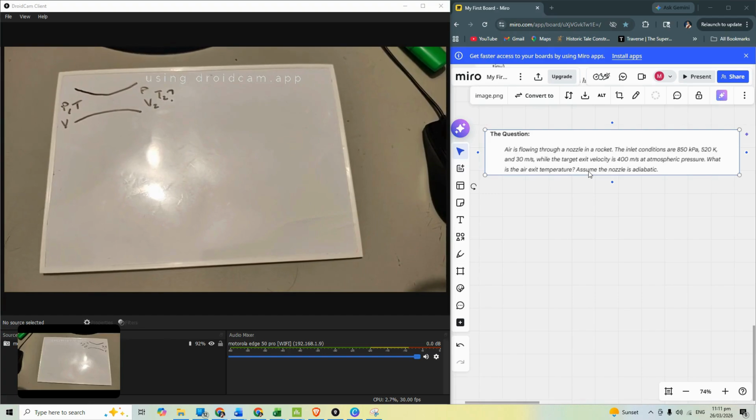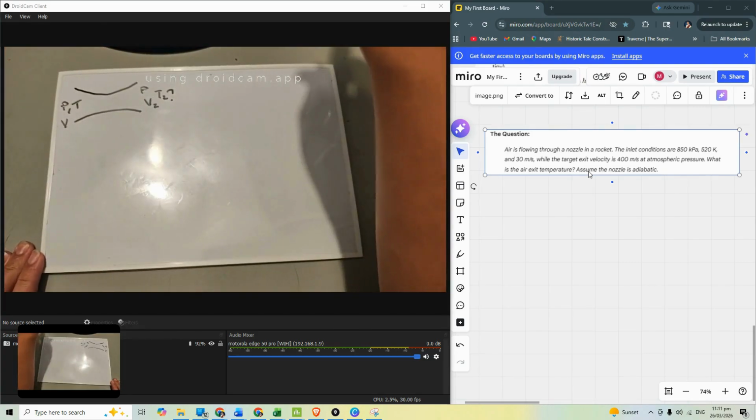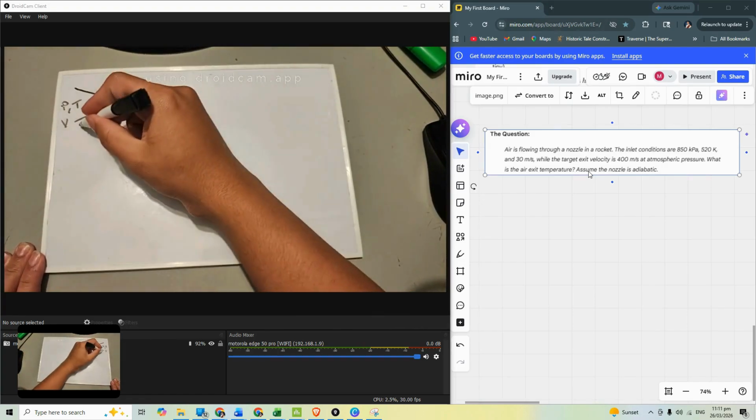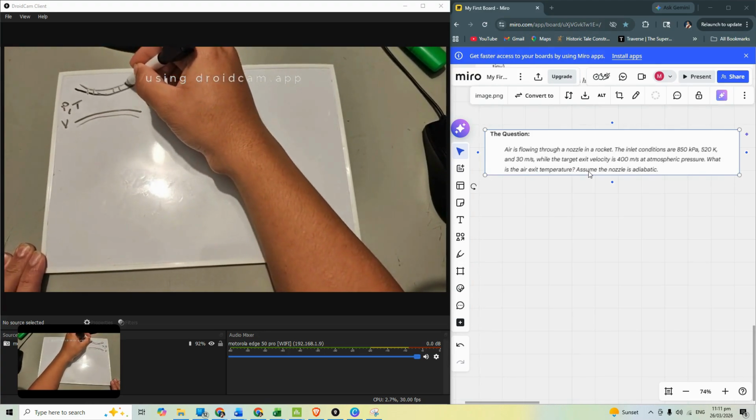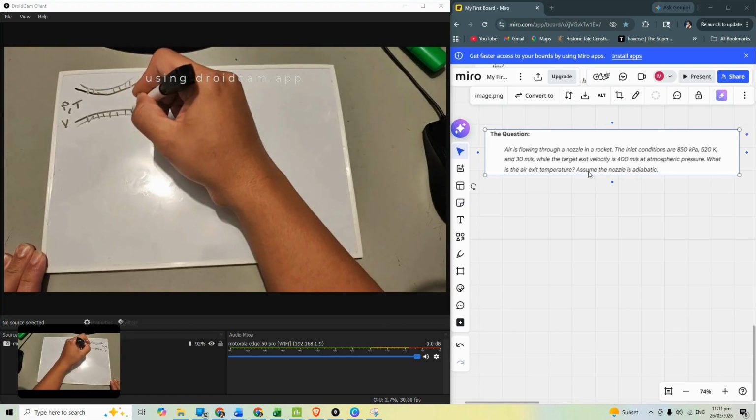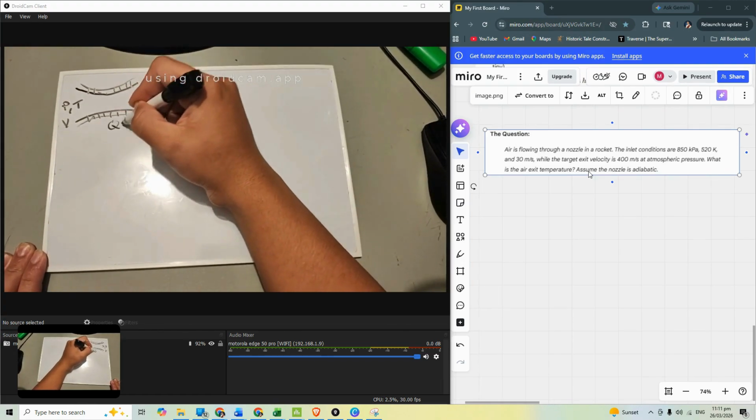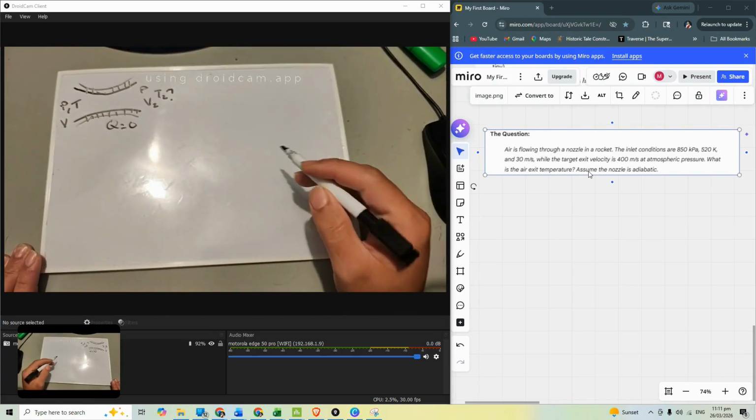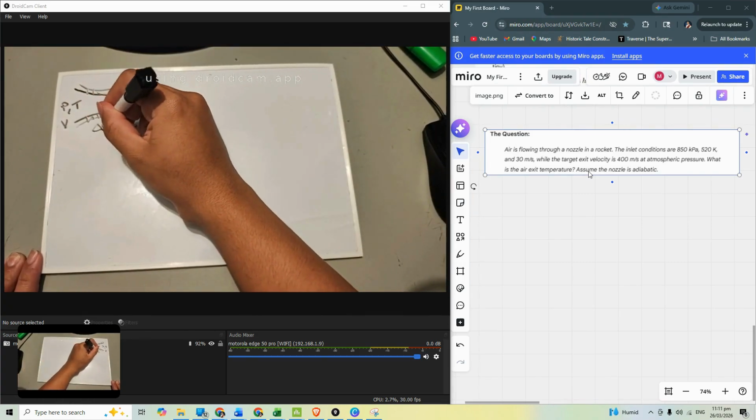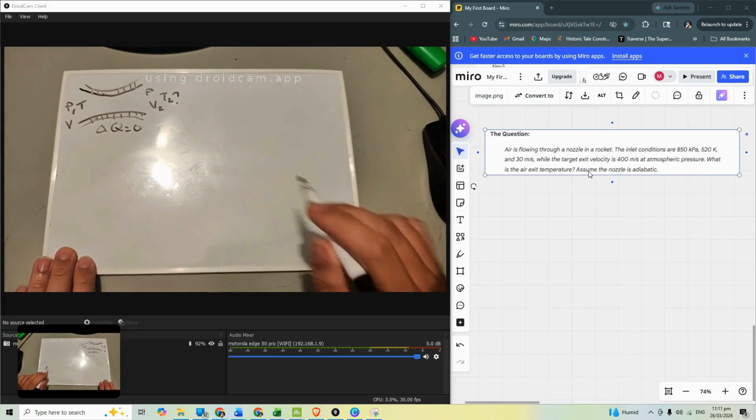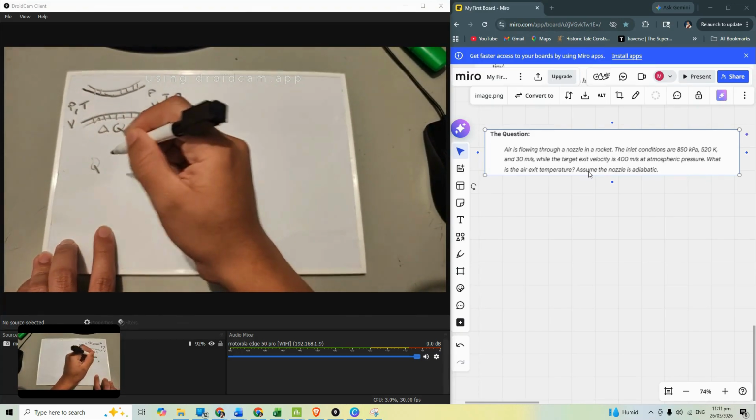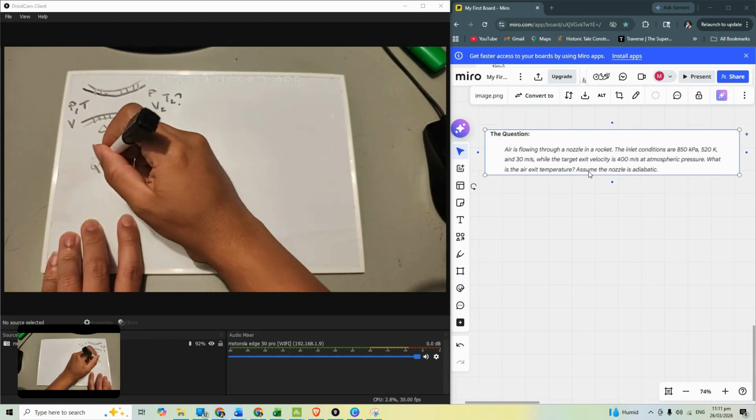So what we're gonna do is we're just gonna derive the formula. I'm just gonna help you. It says that assume the nozzle is adiabatic. So let's say that this is a very insulated one, and Q is equal to 0. No heat transfer happening. So let's write our general formula. We use this formula in thermodynamics to compute for an unknown.